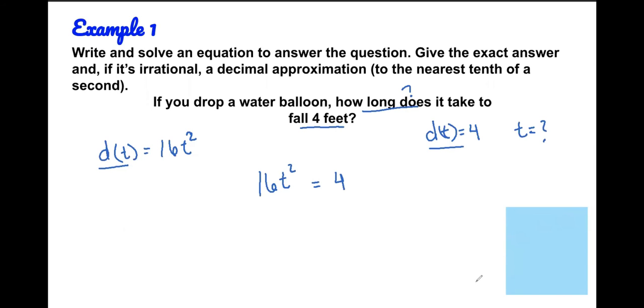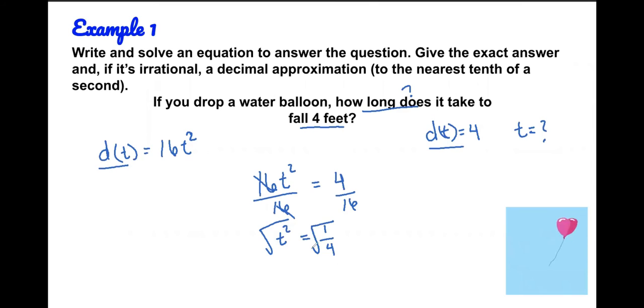Now, I'm going to solve by using the square root method. I'm going to do inverse operations. Divide by 16, divide by 16. I'm interested in getting rid of that coefficient of 16. I'm left with t squared equals 4 over 16. I'm going to simplify it and write it as 1 over 4. Now from here, I'm going to square root both sides.